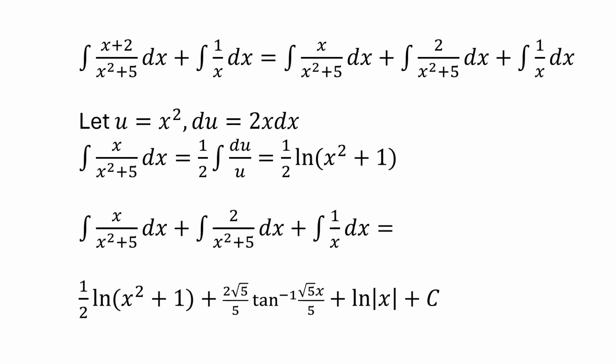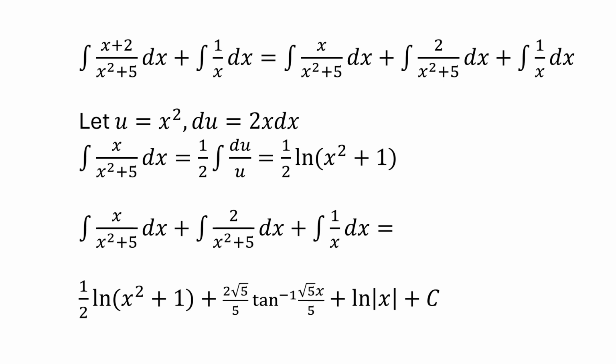So using my constants, I'm going to have the integral of x plus 2 over x squared plus 5 dx plus the integral of 1 over x dx. I'm going to break this first integral down, and I'm going to have the integral of x over x squared plus 5 plus 2 over x squared plus 5 plus the integral of 1 over x.